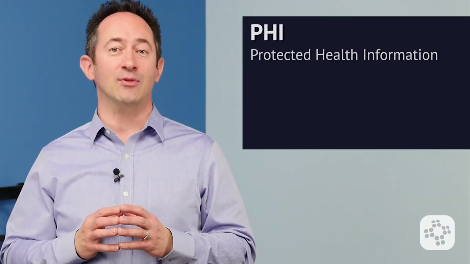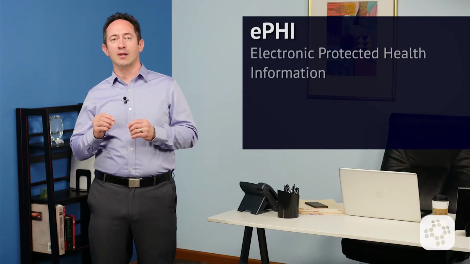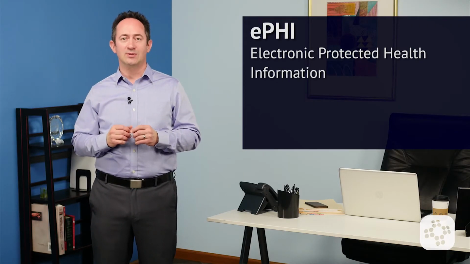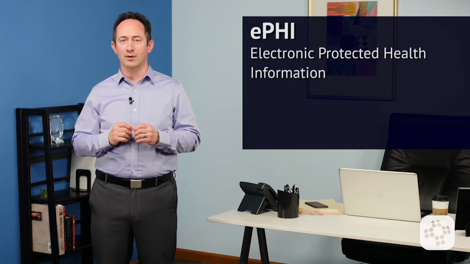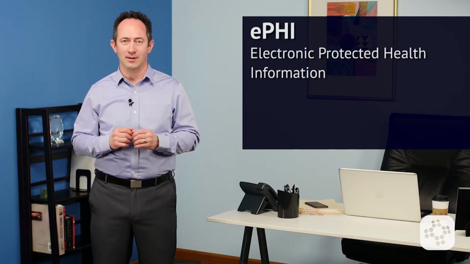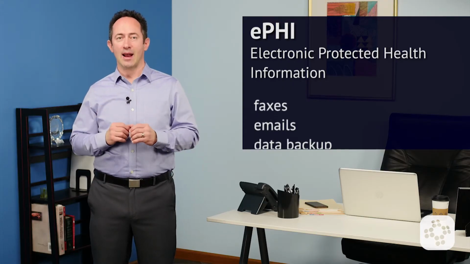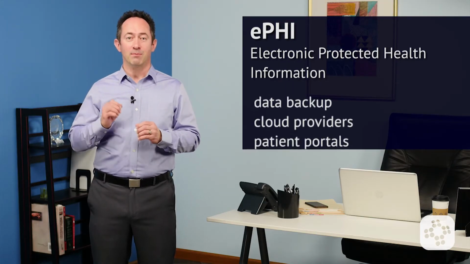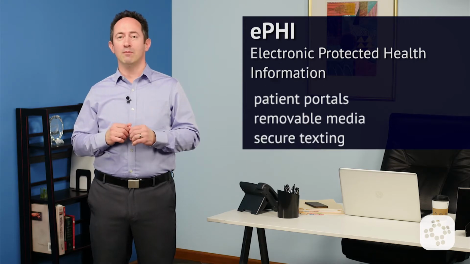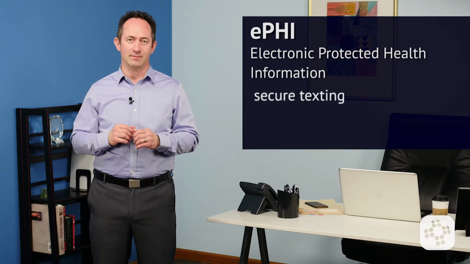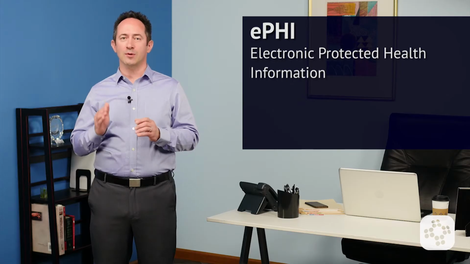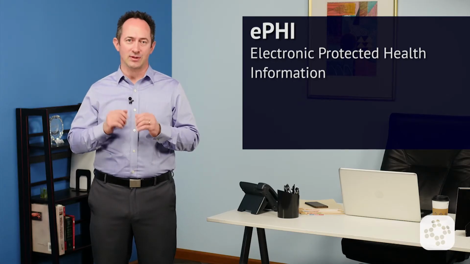PHI is protected health information, and it deals with a patient's personal information. ePHI is electronic protected health information, such as personal health information stored and transmitted electronically. These examples are faxes, emails, data backup, and cloud providers, patient portals, removable media, and secure texting. All of this data must be encrypted at rest and in transit.